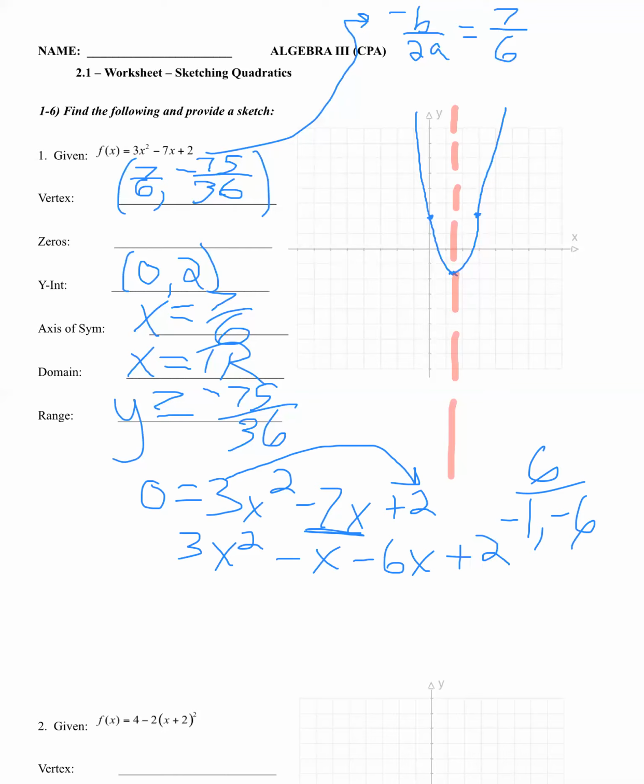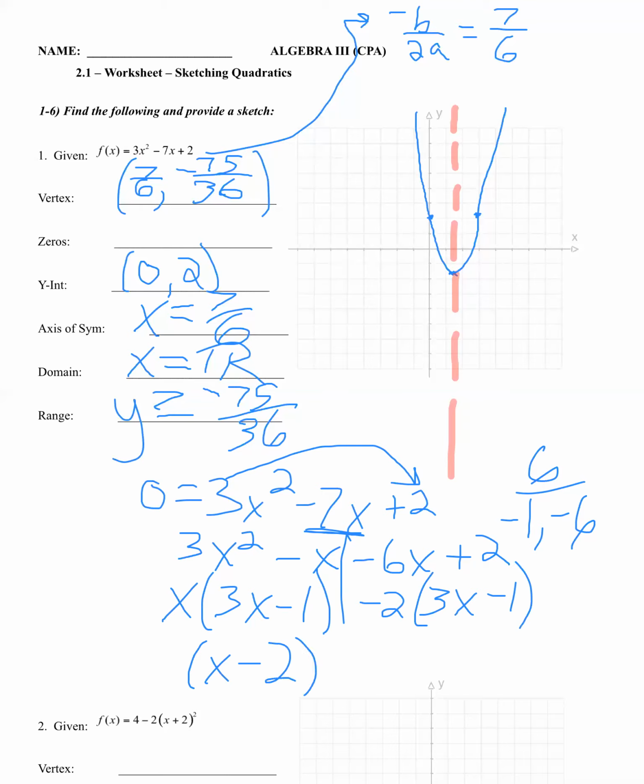And then I factor by grouping. So I'm going to split this in half. Here I can take out an x. Here I can take out a -2. So it looks like this thing factors down to x minus 2 and 3x minus 1. If you factor a different way, that's totally fine. If you do guess and check, or whatever method you use to get from this step to this step is totally fine.